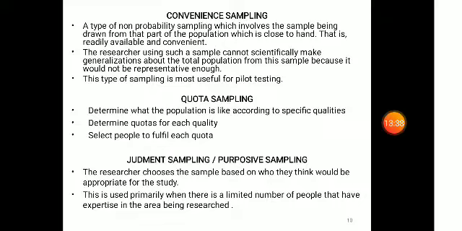Judgment sampling or purposive sampling means the researcher chooses a sample based on who they think would be appropriate for the study. If we want to do some study on the recovery of COVID patients, then we need to interview some doctors or nurses who we think are appropriate for the study. That type of technique is what we call purposive sampling. So these are the sampling techniques which you need to go through at present. So this is what the sampling part is.